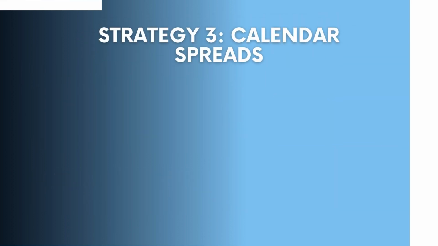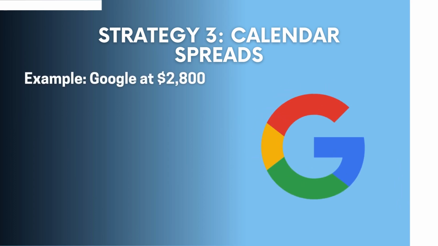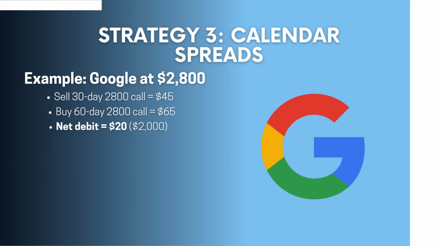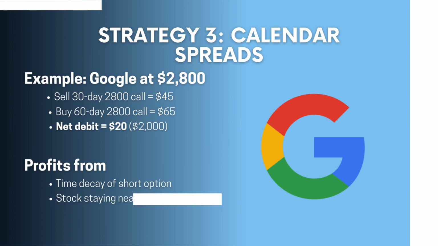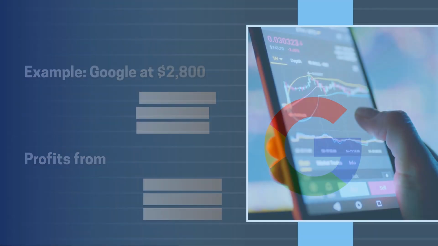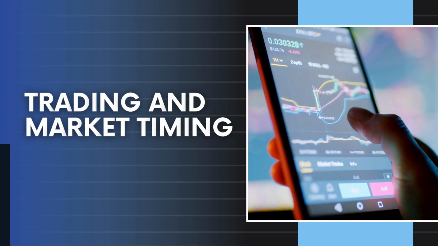Strategy 3. Calendar spreads. Sell short-term option. Buy longer-term option, same strike. Example, Google at $2,800. Sell 30-day 2,800 call, that's $45. Buy 60-day 2,800 call, that's $65. Net debit is $20, $2,000. Profits from time decay of short option, stock staying near strike, IV contraction.